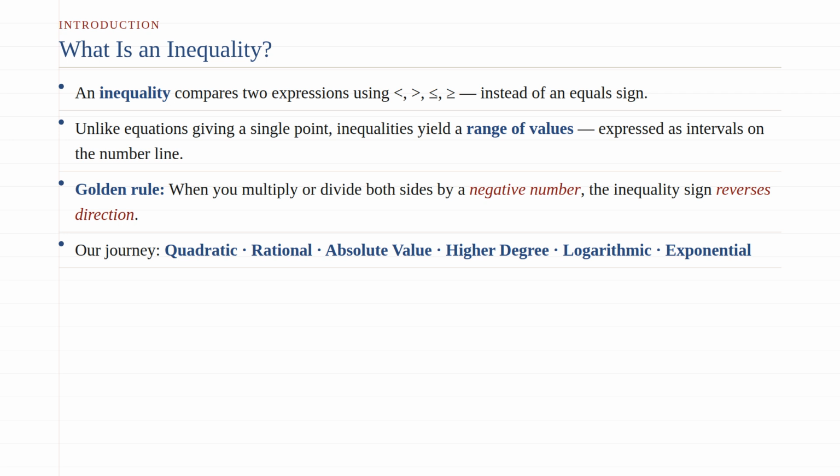An inequality compares two expressions using less than, greater than, or their equal counterparts instead of an equals sign. Unlike equations, inequalities yield a range of values, a set of numbers forming an interval on the number line. The most important rule: when you multiply or divide both sides by a negative number, the direction of the inequality sign reverses. Our journey covers 6 types: quadratic, rational, absolute value, higher degree, logarithmic, and exponential inequalities.